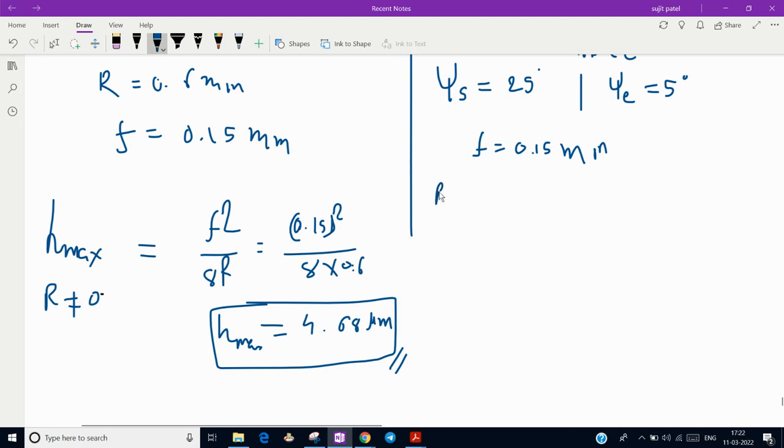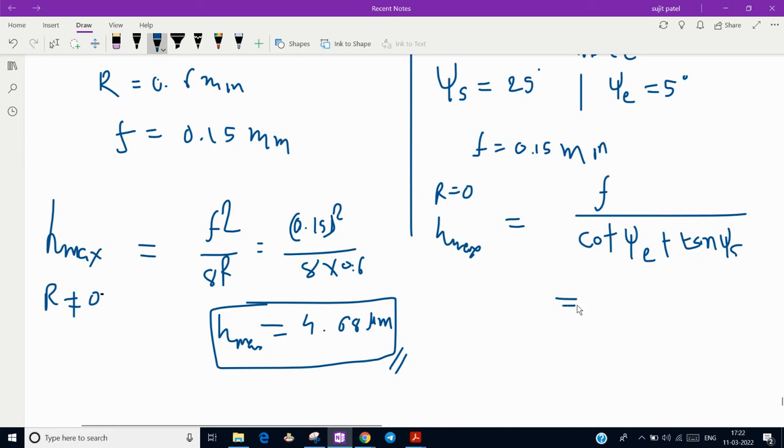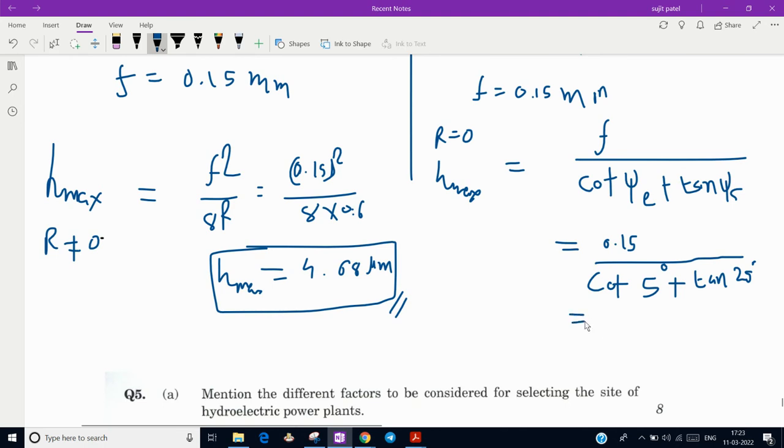Next case: when r is equal to 0, that is, nose radius is not given, the h max equation is given by f divided by cot of end cutting edge angle plus cot of side cutting edge angle. So f is 0.15 mm divided by cot 5 degree plus cot 25 degree. When you solve this, you will get 12.6 micrometer. So this is the answer in both cases.